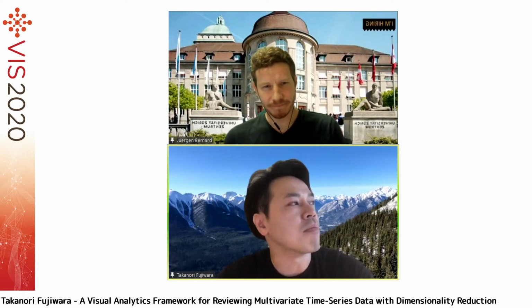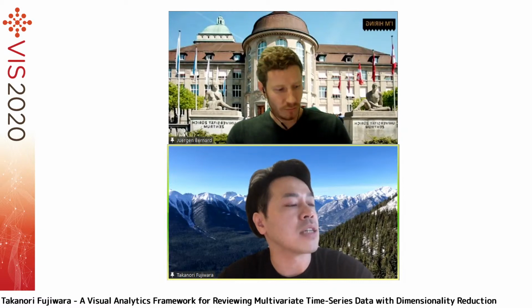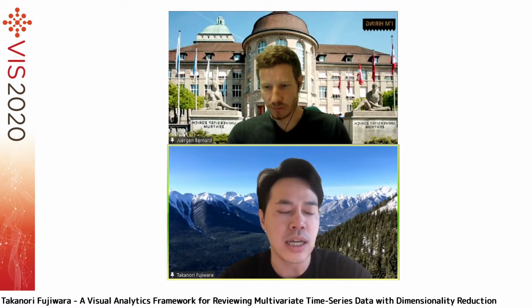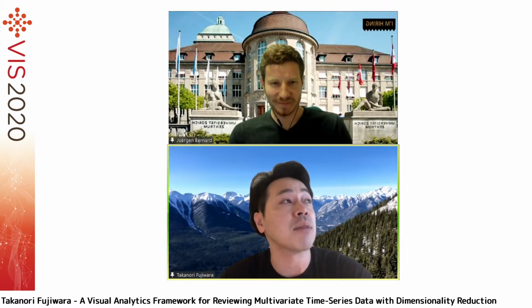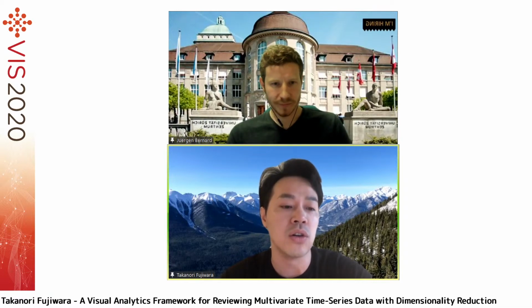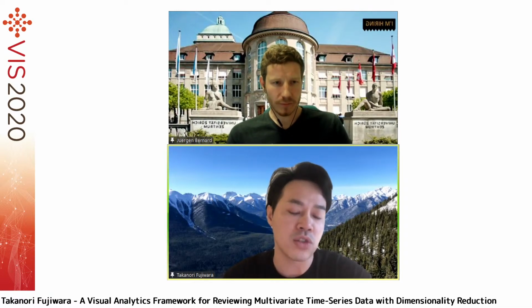So when I asked my friends and other collaborators to use this system, at first they were somewhat confused because we use two-step dimensionality reduction. How they act for the first one, how they act for the second one. But once they understood how it works, they can still understand.